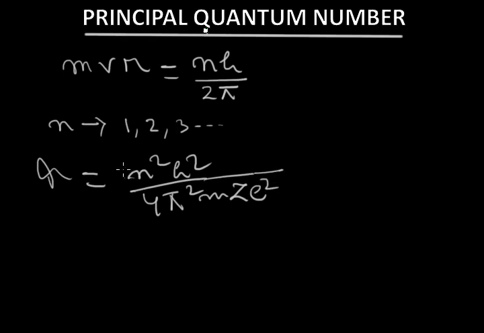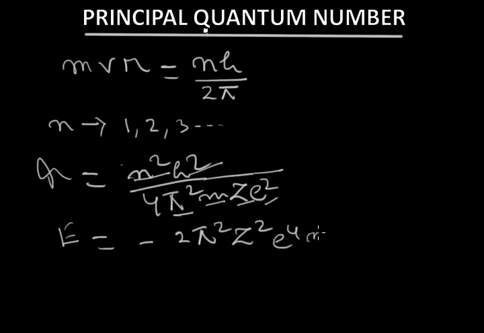where n is the principal quantum number, h is Planck's constant, pi is 22 by 7, m is the mass of the electron, z is the atomic number, and e is the charge of the electron. And the energy of the electron, E, is equal to minus 2 pi square z square e to the power 4 m by n square h square.